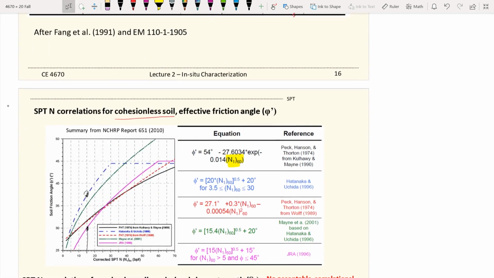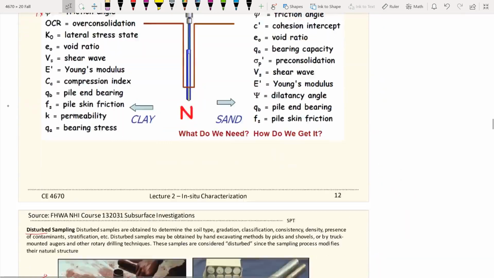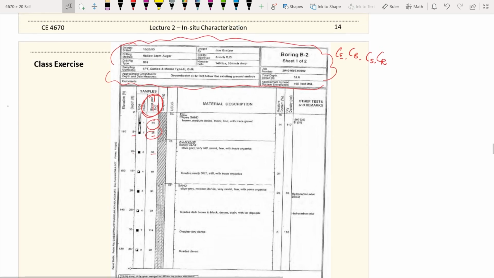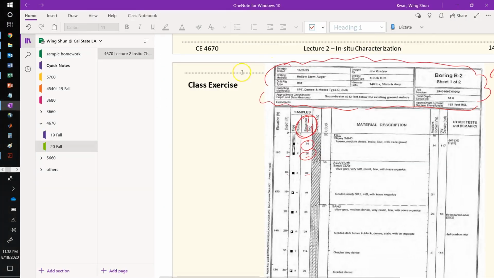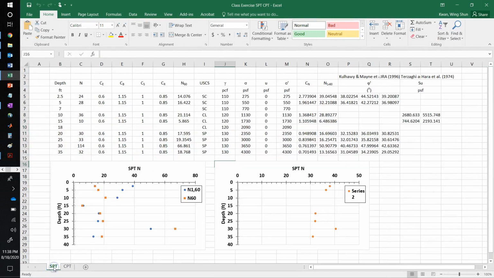So after we talk about these correlations, it's also a good time to go back to this class example. The boring logs give us all those SPT N values, and those SPT N values will help us to obtain the soil properties that we may need. For example, this spreadsheet I also make available on Canvas. I'll walk you through how to go from the SPT N values at the depth that it is.